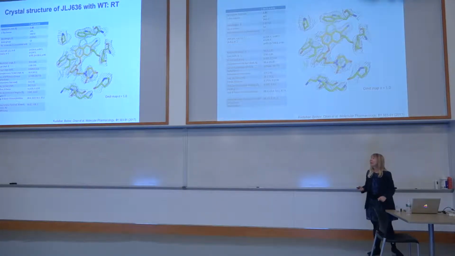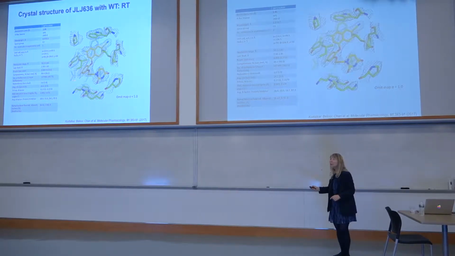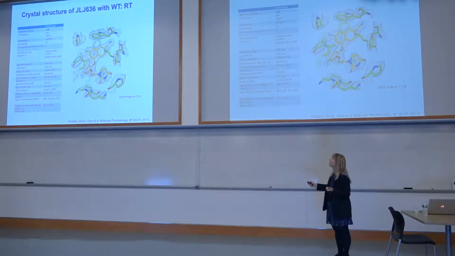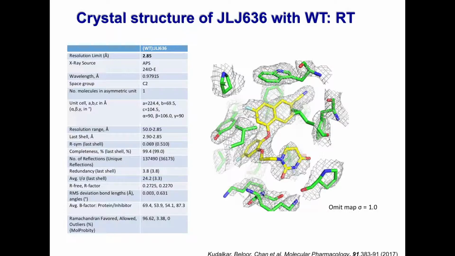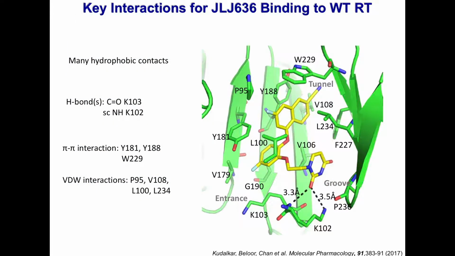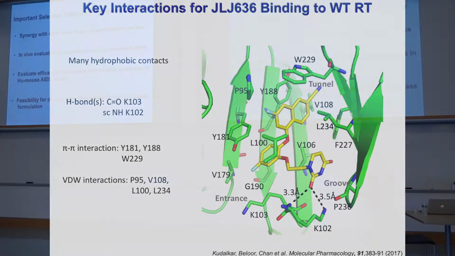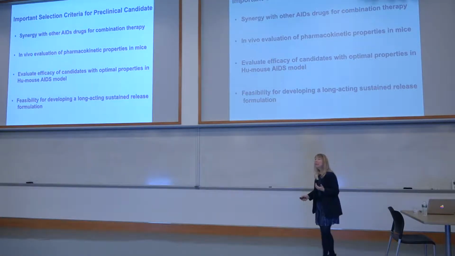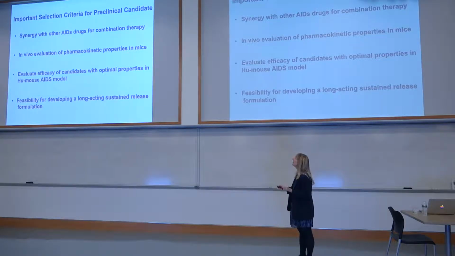And so we went ahead and did the three-dimensional crystal structure. We hadn't done the structure at that point, and indeed, it interacts with the same types of residues. This is just a three-dimensional structure, the electron density, and these are some of the key interactions as I've illustrated here. And so at this point, we wanted to think further about the selection criteria.